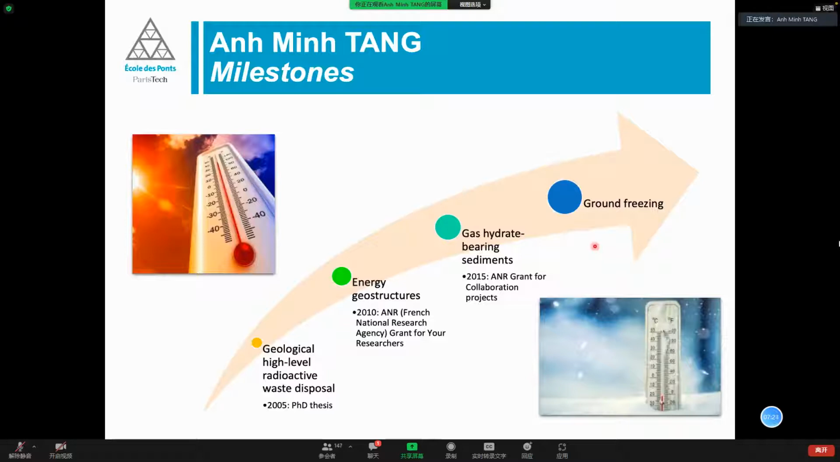Why do I show these projects? Because when discussing with Professor Charles Chantin, I wanted to see what the main idea would be, what topic I would like to share with you. So I think that if I gather these different projects, the main idea is the effect of temperature on the mechanical behavior of soils.